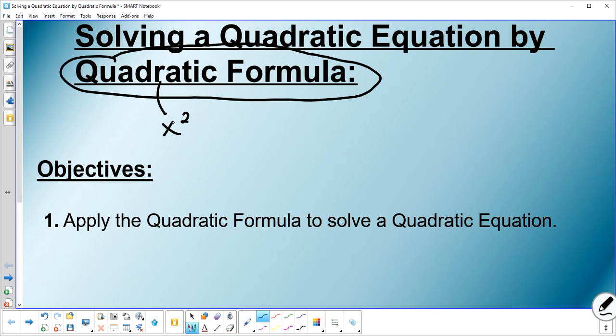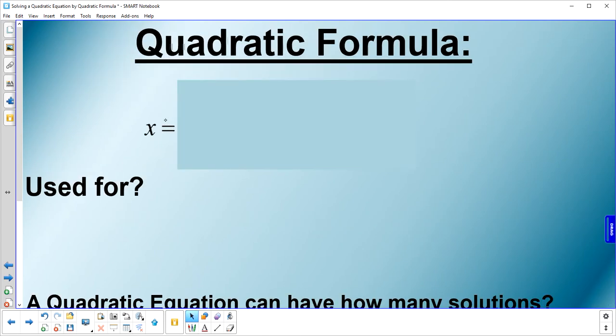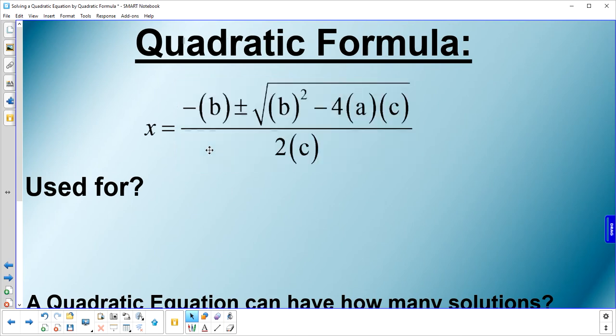equation is going to have some sort of x squared term, whether that number in front is a 1 or some other number. Quadratic formula, very important that you write this down. We read this: x equals negative b, the symbol is plus or minus the square root of b squared minus 4 times a times c. The whole thing over, this should actually be 2a.